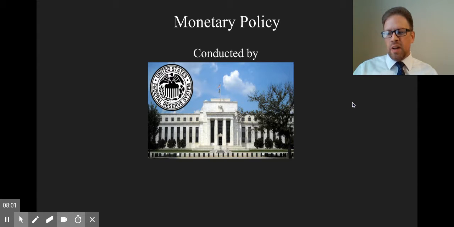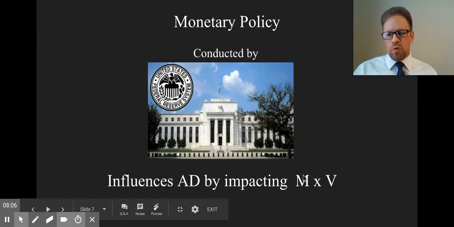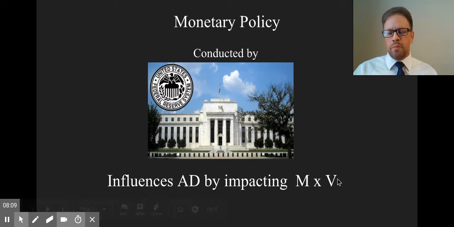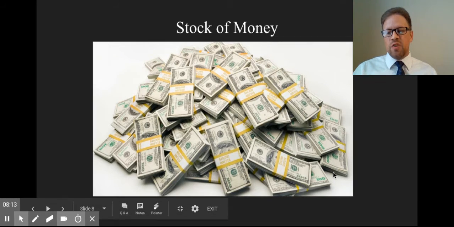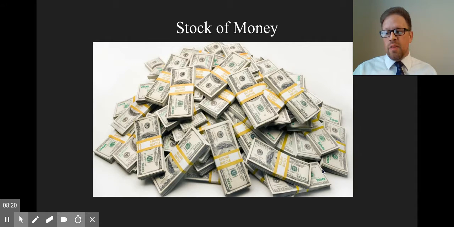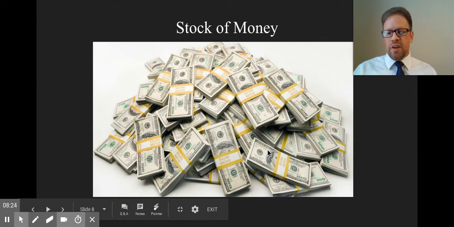Now, monetary policy influences aggregate demand by impacting the stock of money, which we'll talk about in just one moment, and also the velocity of circulation. What do we mean by those two terms? The stock of money is basically the total amount of money that's in the economy. So when we talk about M1, that's what we're talking about, the stock of money, just the money that happens to be out there in the economy that people have.